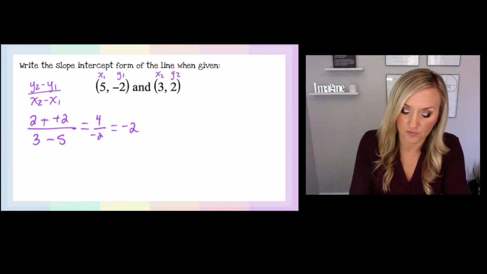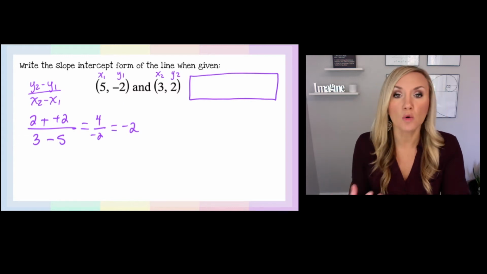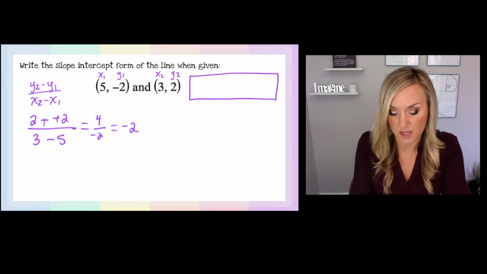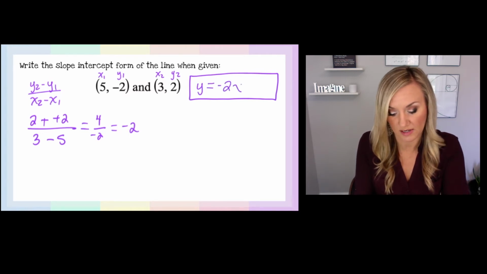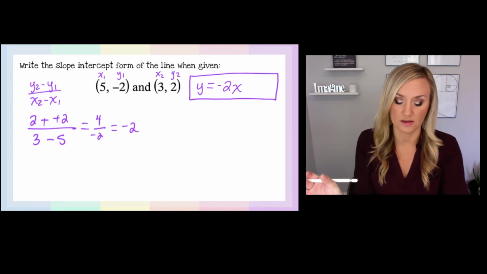Sometimes it's helpful, and I notice that students do this, so it's a good strategy: you know your final answer is the equation. Once you find the slope, I notice sometimes students will write y equals -2x right away. And now they know they just need to find the y-intercept.